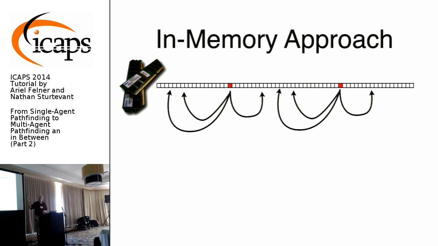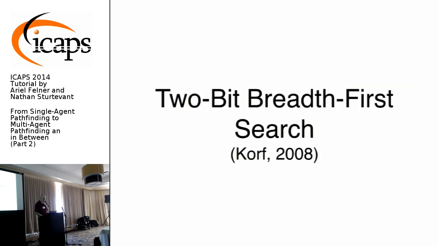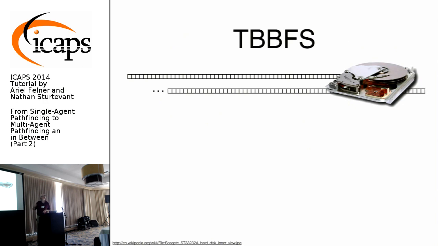So what we're going to do is move this array from RAM onto disk, and then see how we can do the same process of duplicate detection and generating the next layer if this large implicit array is sitting on disk. So 2-bit breadth-first search is from 2008. We have an entire implicit state space sitting here on disk.